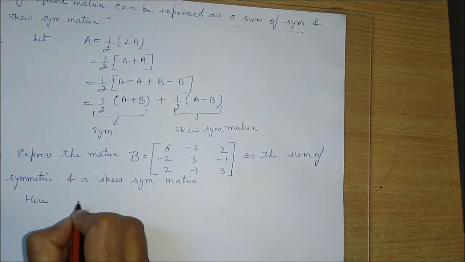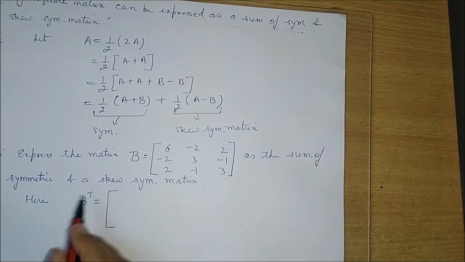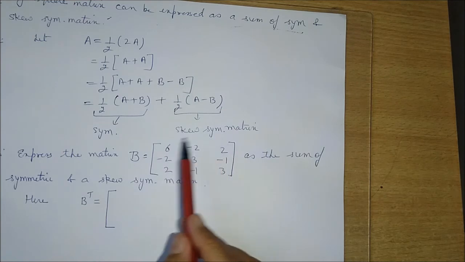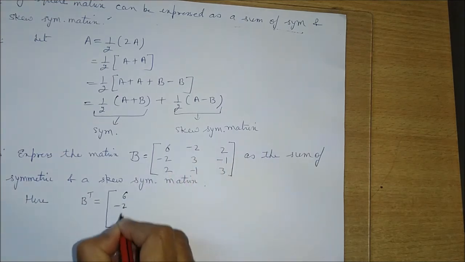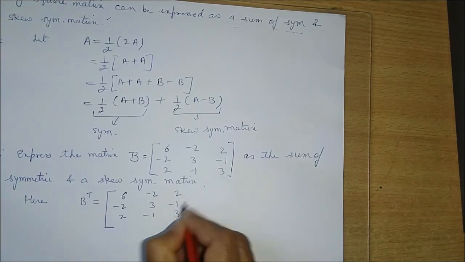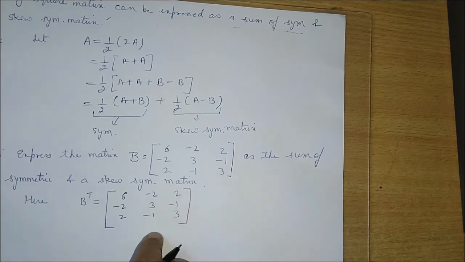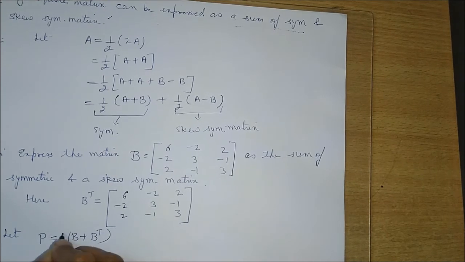Here, transpose of B can be written as, transpose means row and column are interchanged. So first row will become first column, second row will become second column, third row will become third column. So this will be the transpose matrix. Let P equal half of B plus B transpose. Now we have to prove that this P is a symmetric matrix.